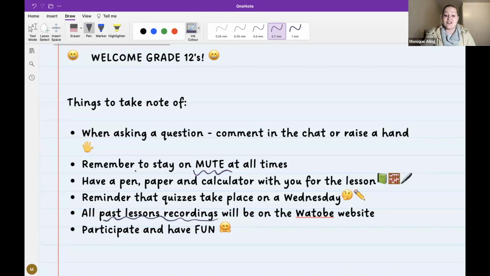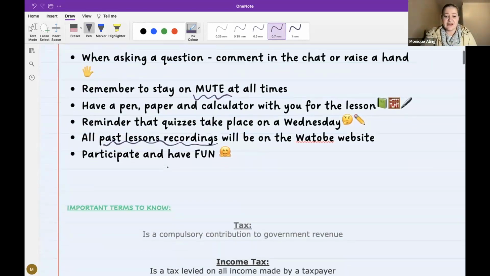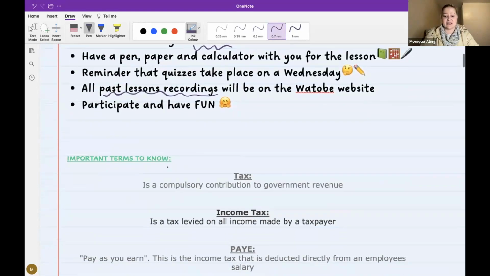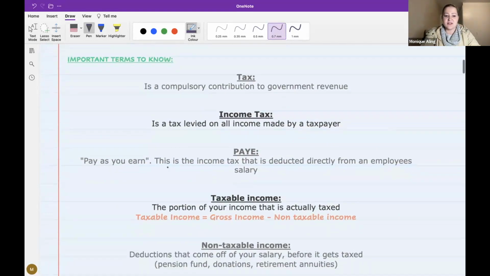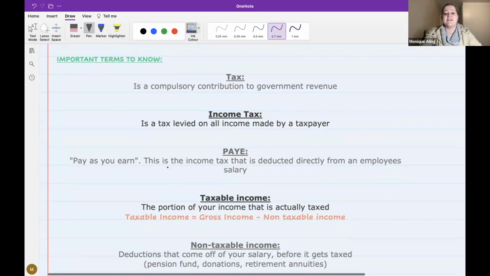Okay, guys, so let's get started. Like I said, we are looking at personal income tax. We're just going to look at a few important words or terms. Just to remind ourselves, tax is a compulsory contribution to government revenue. So everyone needs to pay tax.